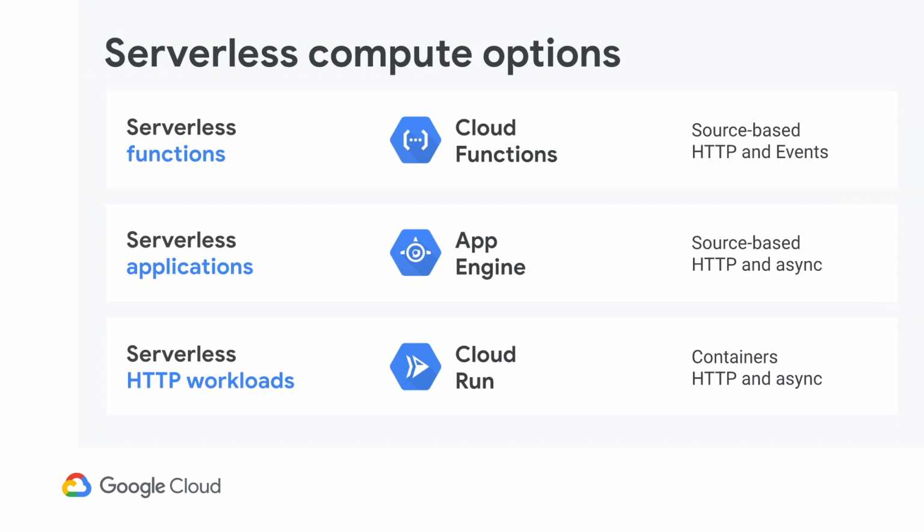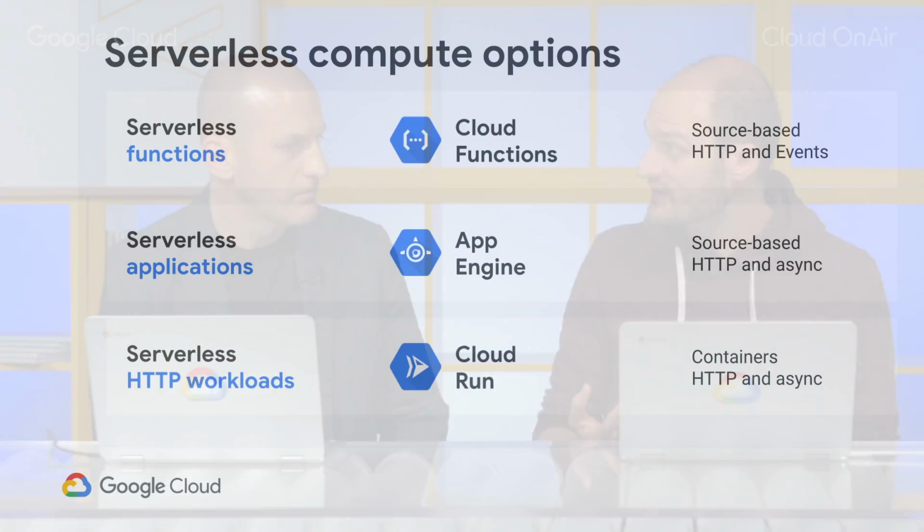App Engine is really well designed for applications in popular languages. App Engine supports many languages, and you don't have to think in terms of containers when you use App Engine. You just deploy your source code, and that gives you an HTTP endpoint. All of these are automatically scaled to handle the incoming traffic. All of these scale to 0, so when you stop using them, you're not charged.